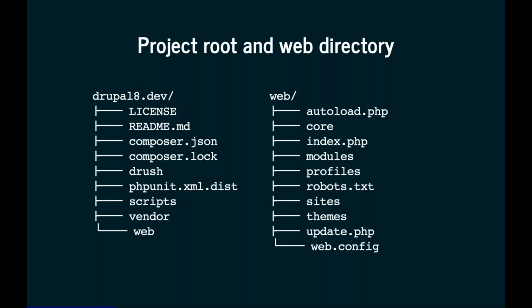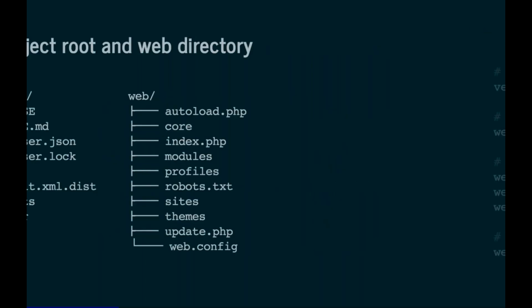So we can probably push at some point to try to get modules and things outside of the public web directory as well. But so far, we get something like this, right? We have a web directory which contains all of the Drupal files, and all of the vendor libraries or third-party libraries are living outside of the public web directory.